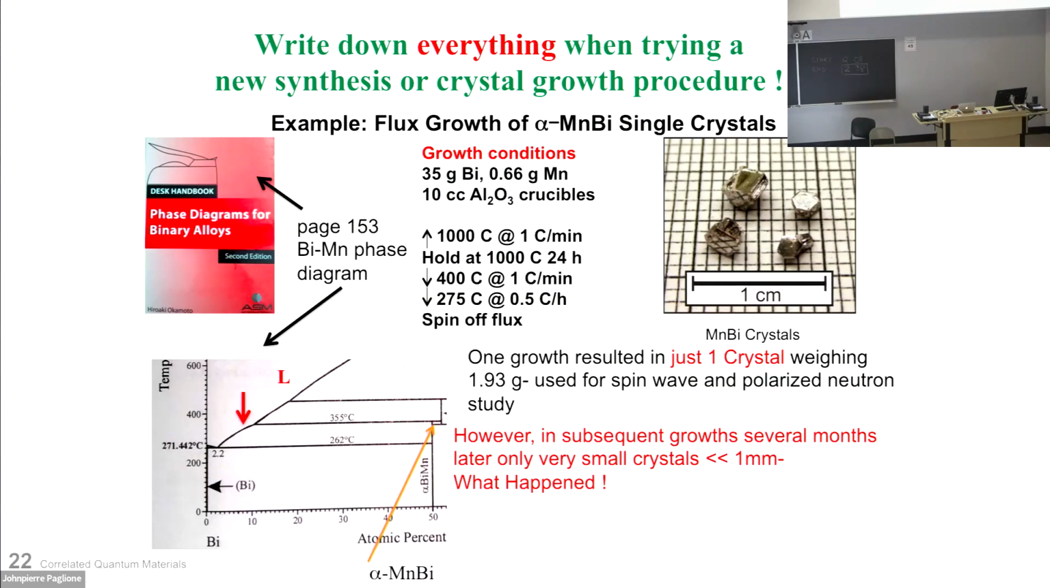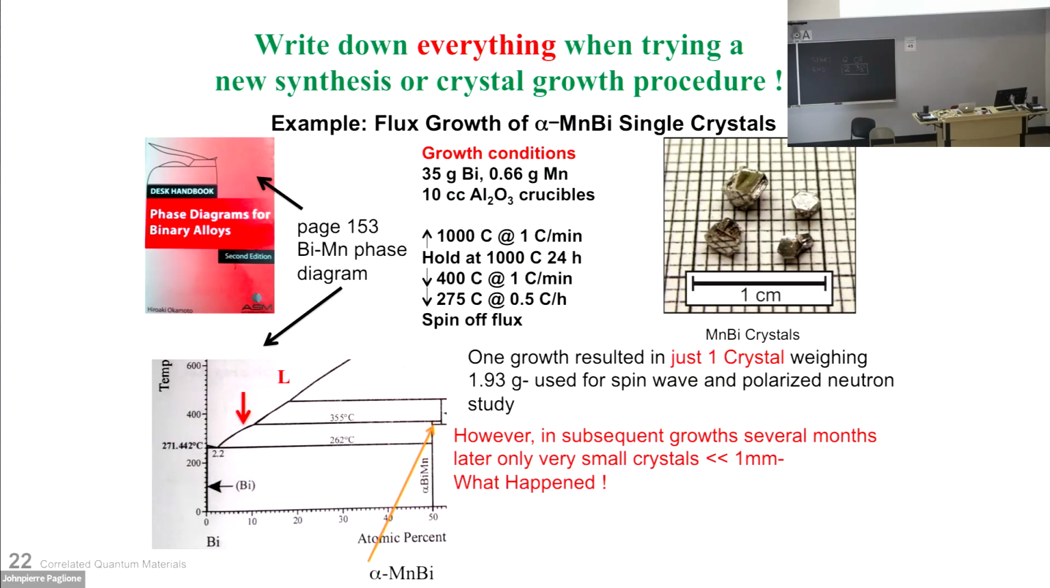So this line here, everything above that line is liquid. So if you start with a composition where this red arrow is, as you cool this liquid down, you hit this line, and you'll start precipitating this phase over here, which is manganese bismuth, along with more liquid. So you cool it down to above this 262 C line, and then spin the excess bismuth flux off. So this is the recipe that was used.